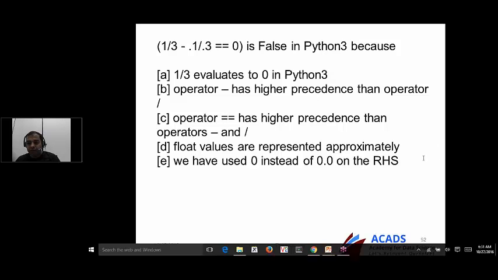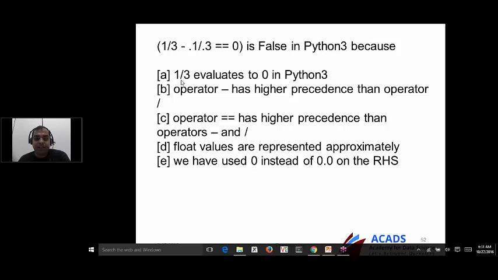Okay, so it looks like many of you have done. So the answer in this case should be easy to guess. It's option D, which is float values are represented approximately. And let's just go over all the answers.